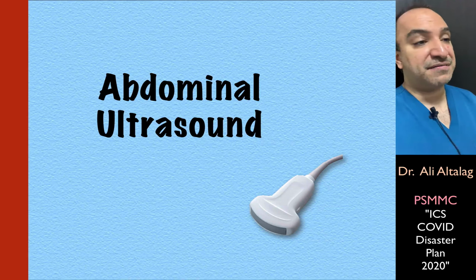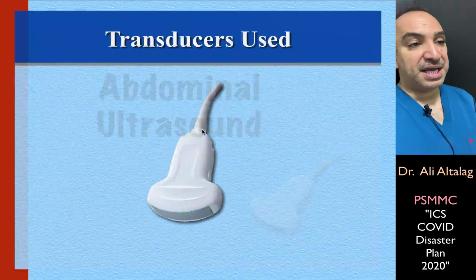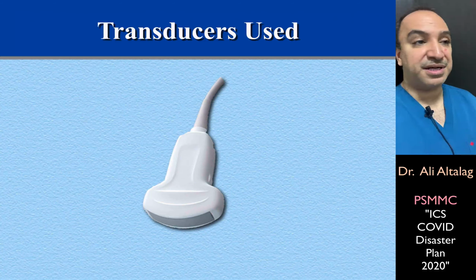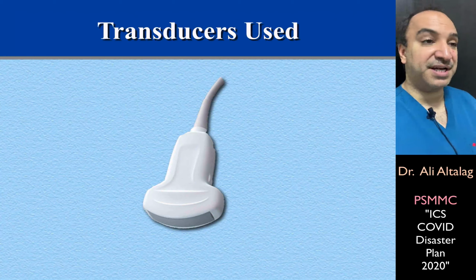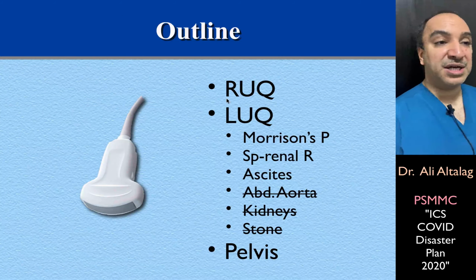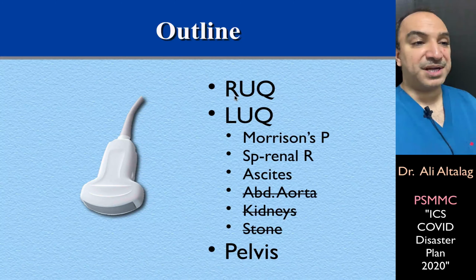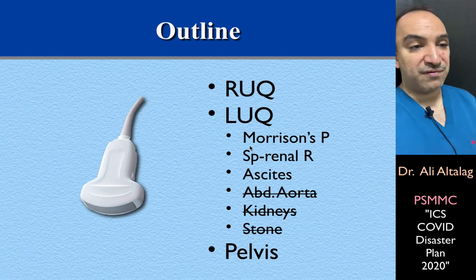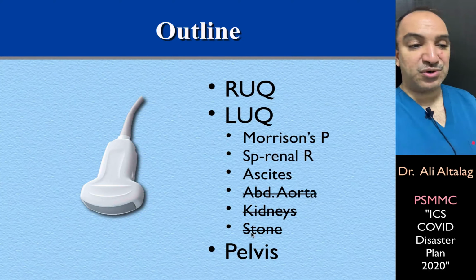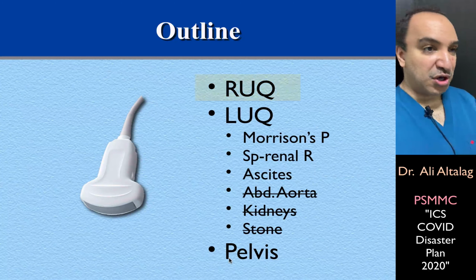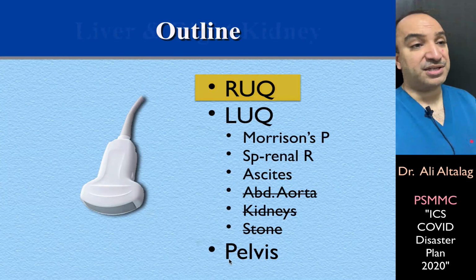Now, moving further to abdominal ultrasonography, we use here mainly the curvilinear array transducer. If you don't have a curvilinear array transducer, you can use the phased array transducer as well. And basically, we do a systematic examination. We examine the right upper quadrant and left upper quadrant, looking for Morrison's pouch on the right side, the splenorenal recess on the left side, and looking again for ascites anywhere. I will not talk about the abdominal aorta, kidneys, or stones. And then we examine the pelvis. So the way to examine the right upper quadrant is as follows.